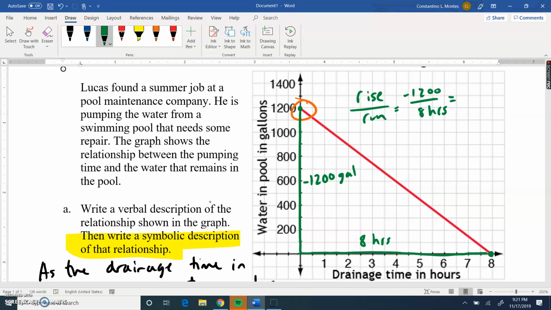For this, you're going to be allowed to use a calculator. Just go ahead and grab a calculator and do this calculation. Negative 1,200 divided by 8 hours.